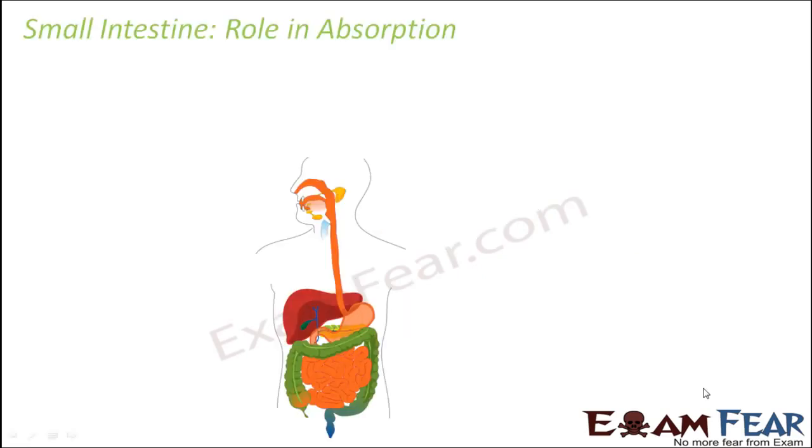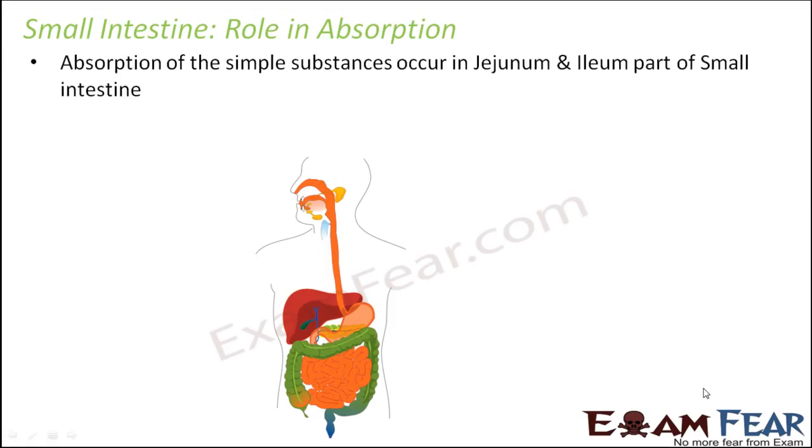So now the question is, how do these simplest forms of the biomolecules get absorbed in the small intestine? Because we say that the small intestine is the site where absorption of nutrients from food takes place. So we have to see how that absorption is taken care of in the small intestine. Absorption does not occur in the duodenum. It occurs in the jejunum and ileum part of the small intestine, as I have mentioned before also.